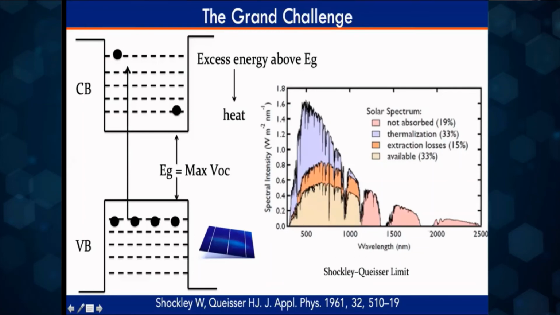You see that silicon absorbs this part of the spectrum, and these high energy photons are essentially a loss mechanism. The total available energy after the losses from this part of the spectrum as well as this part of the spectrum is 33%. The question here is, can you go beyond the Shockley-Queisser limit? Can you go beyond the thermodynamic limit?